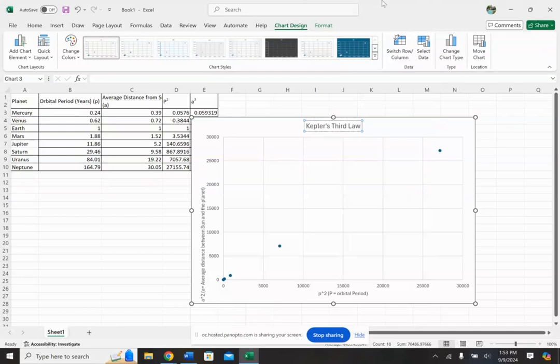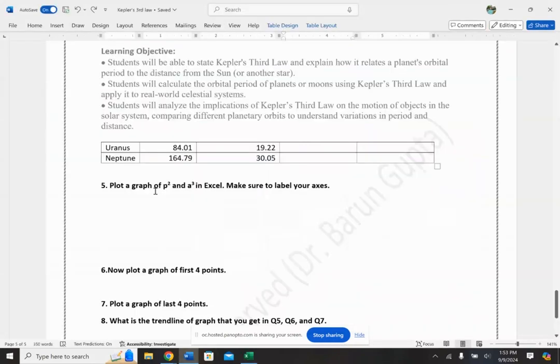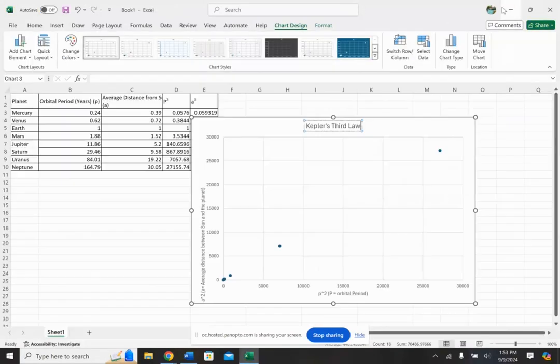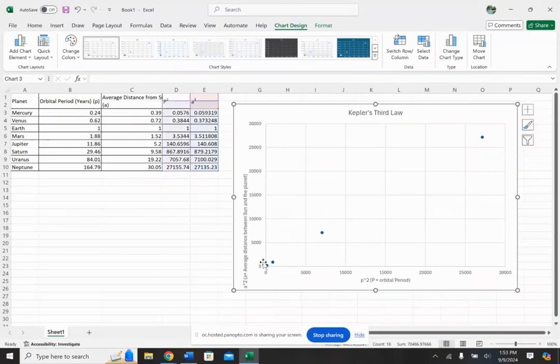And then what is the question asking here? So you plot a graph, make sure that you label your axis. So okay, you do it, and now plot the graph of the first 4 points. And why the first 4 points? Because if you look at the P here, it goes from 0 to 25,000, but there are many points in this area here, and we're not able to see them.